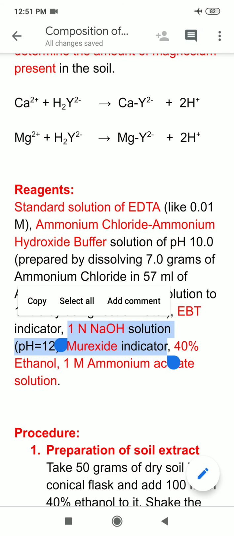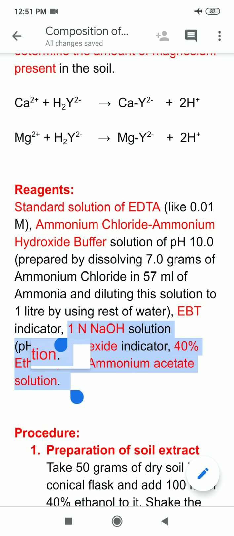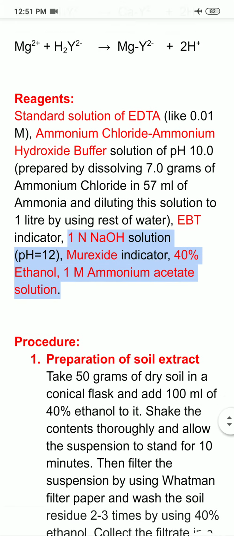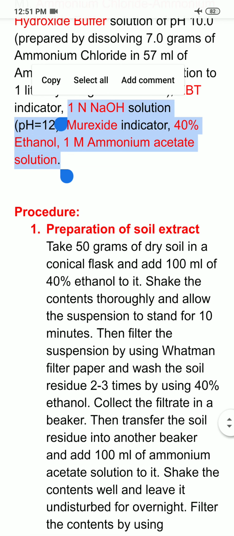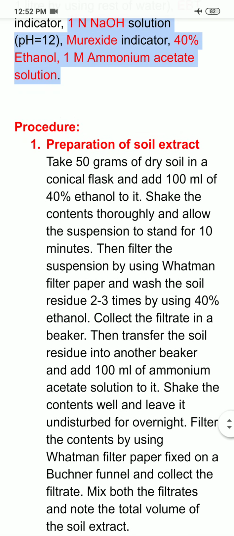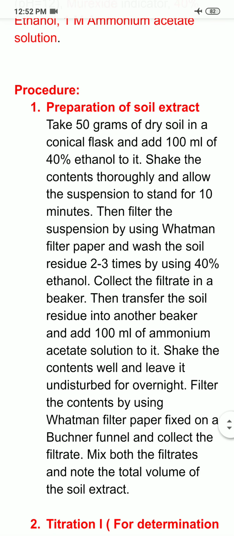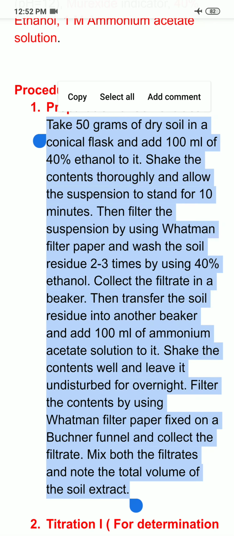Murexide is used for the titration of calcium using EDTA, and 40% ethanol and 1 molar ammonium acetate solution are needed for the preparation of soil extract. The procedure for preparation of soil extract is similar to what we discussed in the determination of the calcium content in our previous lecture, although I have mentioned the procedure here again for the convenience of those who missed it earlier.